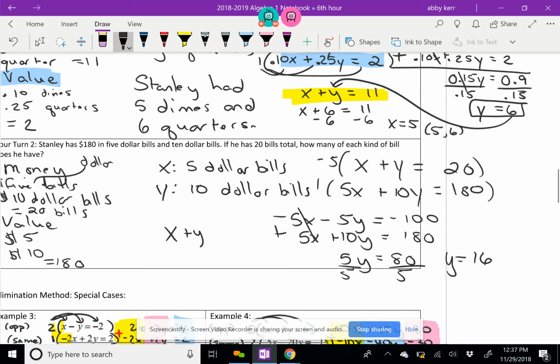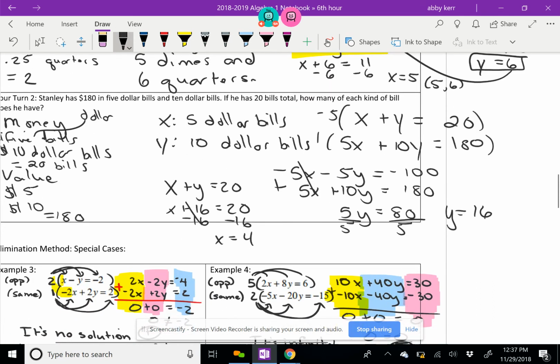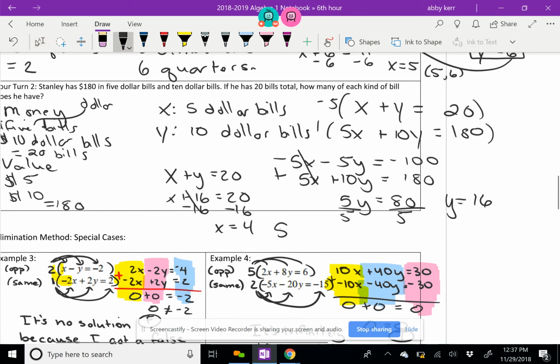So plug it into the easier equation. And then now we know he has 4 $5 bills. So Stanley has 4 $5 bills and 16 $10 bills.